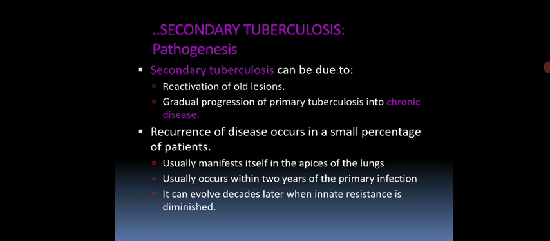Then secondary tuberculosis, in terms of its pathogenesis. Secondary tuberculosis can be due to reactivation of lesions and gradual progression of primary tuberculosis into a chronic disease. Recurrence of disease occurs in a small percentage of patients, and it usually manifests itself in the apices of the lungs. It usually occurs within 2 years of primary infection, and it can evolve decades later when innate resistance is diminished. Secondary tuberculosis takes a long time, and the bacteria still reside in your body.